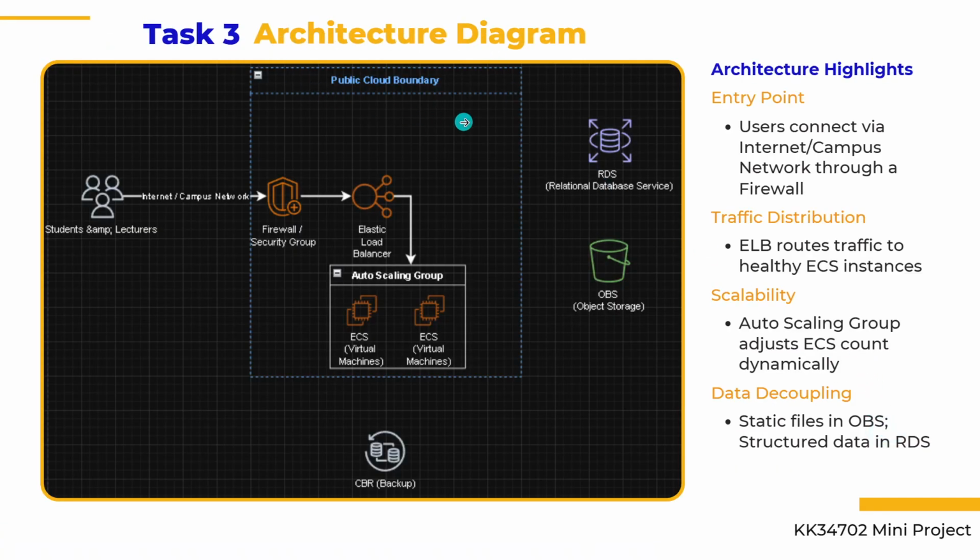And this is the architecture diagram. The entry point, as we can see here, connects the user via the internet or campus network through a firewall. And then the traffic distribution is handled by the ELB, or elastic load balancer, which routes the traffic to healthy ECS instances, in this case our virtual machines. And then the scalability, there's an auto scaling group here, which adjusts the ECS counts dynamically. And then the data decoupling, the static files are stored in the OBS, and then the structured data are stored in the RDS.